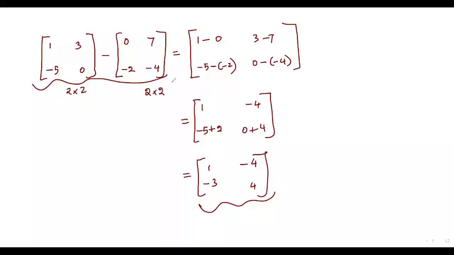In case the order of the two matrices are not the same, then you will not be able to do subtraction of the two matrices. In that case, the result we have to write is undefined. That means the subtraction of the two matrices is undefined when two matrices have different orders.